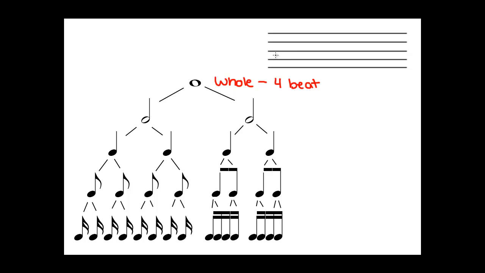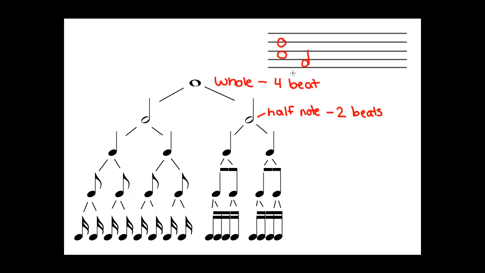You place a whole note on a staff like so, or if it's on a line, like so. Our next note is called a half note. A half note in 4/4 time gets 2 beats. When written on a staff, you would write a half note like this.